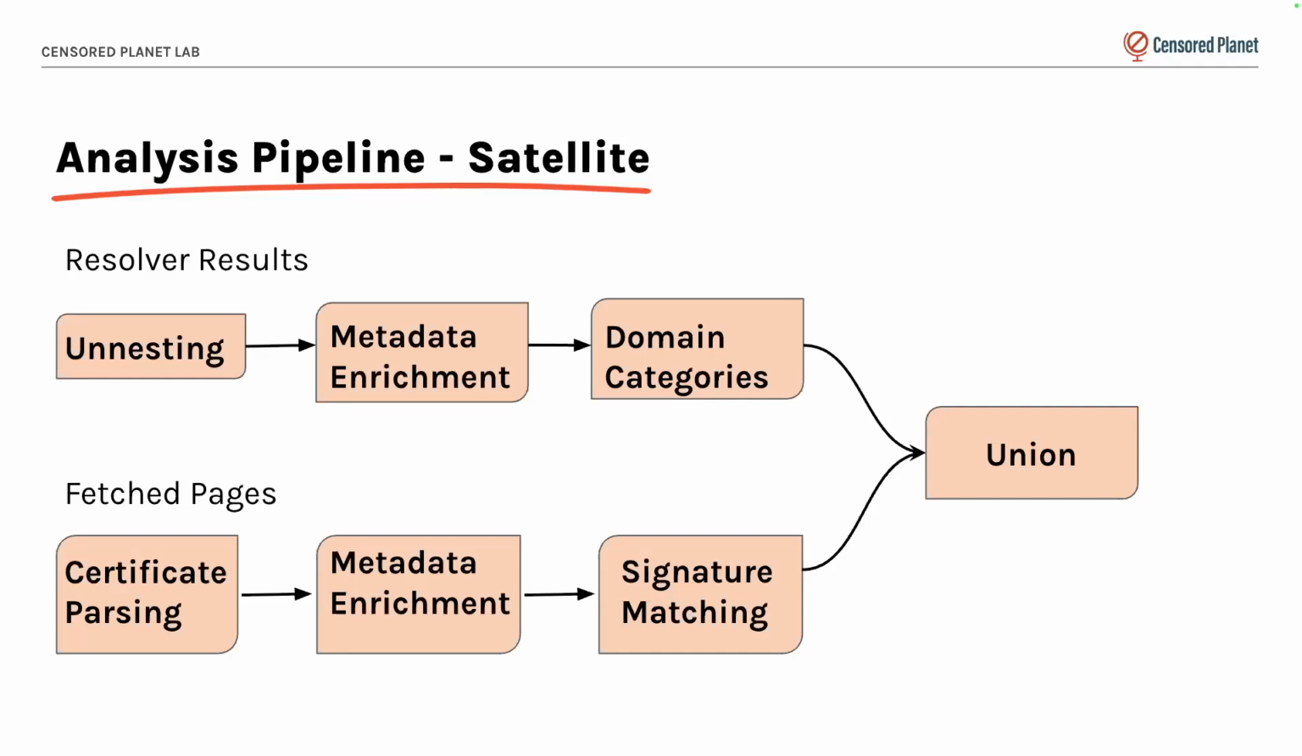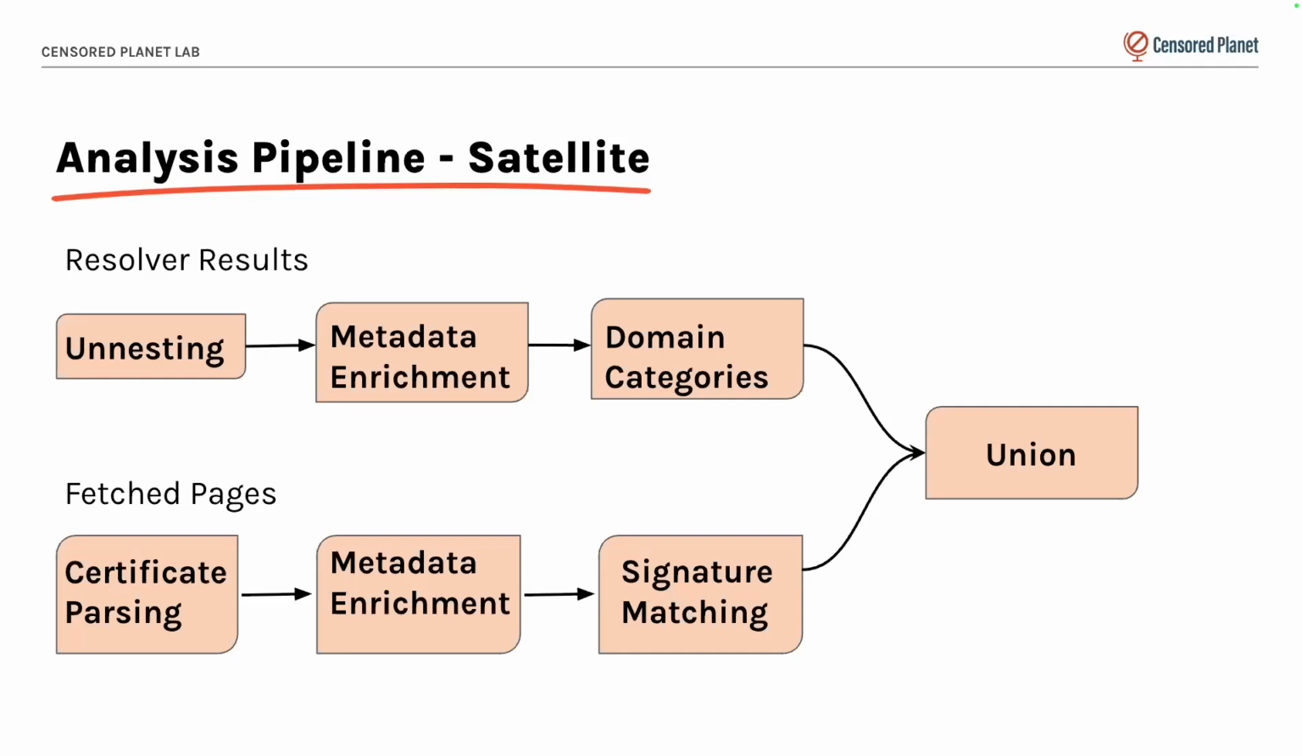So the resolver results similarly get unnested, enriched with metadata, just like Hyperquack. We add the domain categories there as well. And the second batch is basically all the pages that we fetched. So for every IP address that we got returned, we then also fetch the full page and also certificate data.